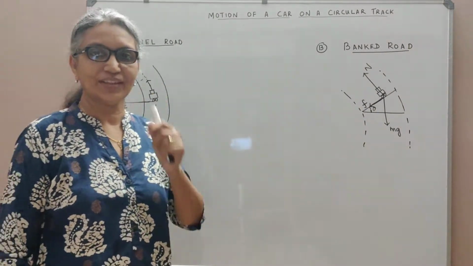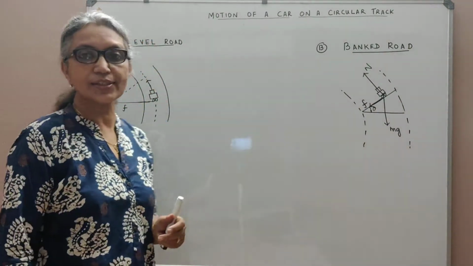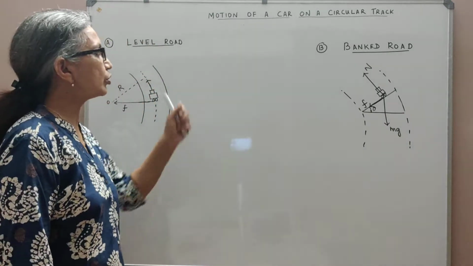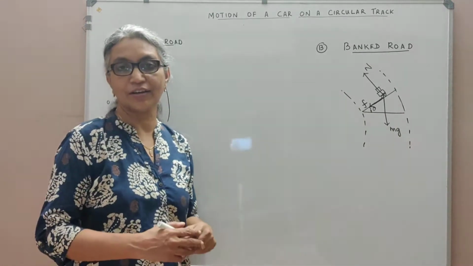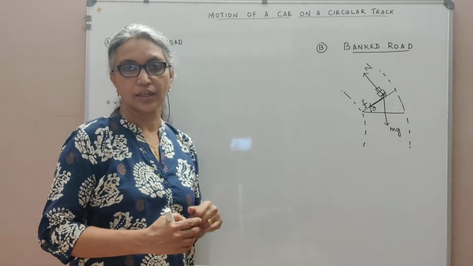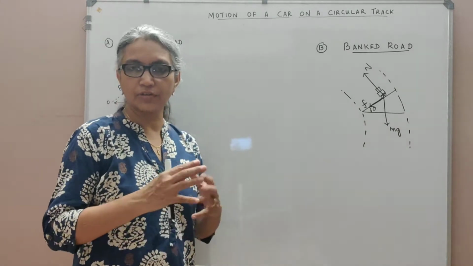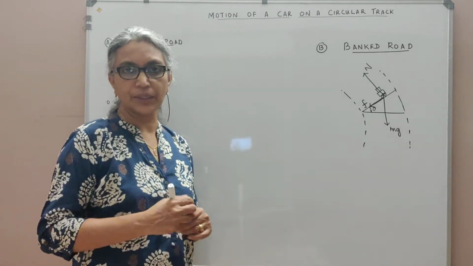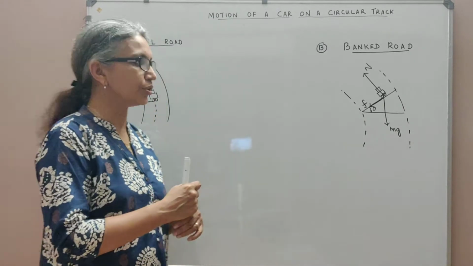Good evening. We are into our last topic in that chapter, laws of motion. And our discussion for today is motion of a car on a circular track. The initial introduction to circular motion we already had in the previous chapter, motion in a plane. We're continuing on that discussion.